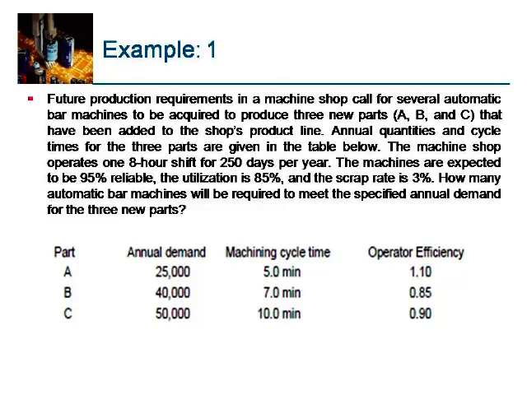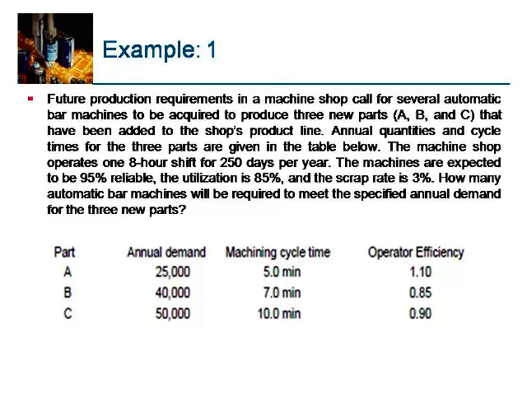The problem is future production requirements in a machine shop call for several automatic bar machines to be acquired to produce 3 new parts A, B and C that have been added to the shop's product line. Annual quantities and cycle times for the 3 parts are given in the table below. The machine shop operates one 8-hour shift for 250 days per year.